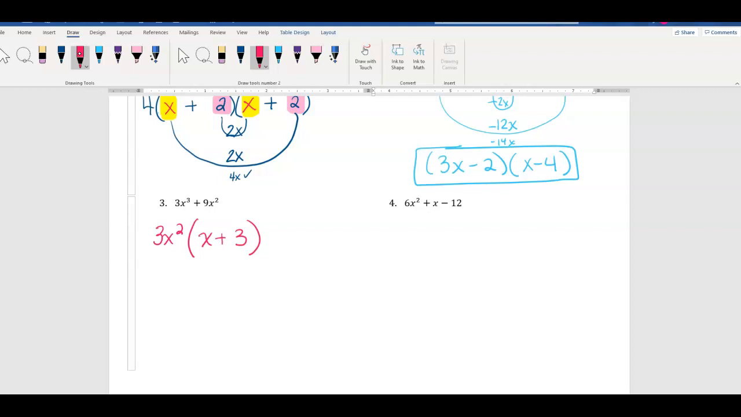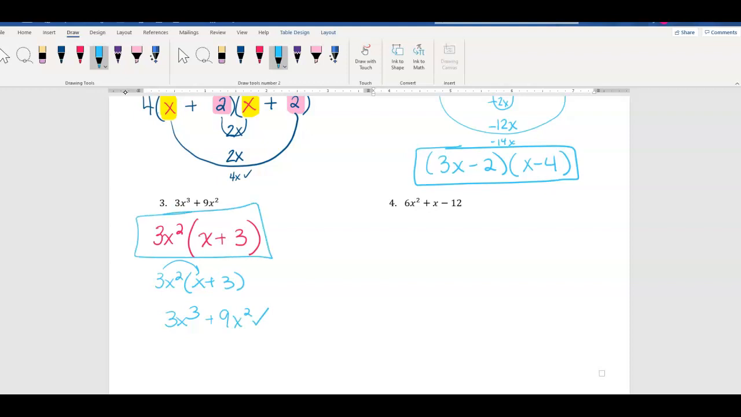So I'm done, and it's not bad to go ahead and check real quick. Let's just go ahead and check. Make sure we did this correct. 3x squared times x is 3x cubed. 3x squared times 3 is 9x squared. So we know that we factored that correctly. And the last one is number 4.